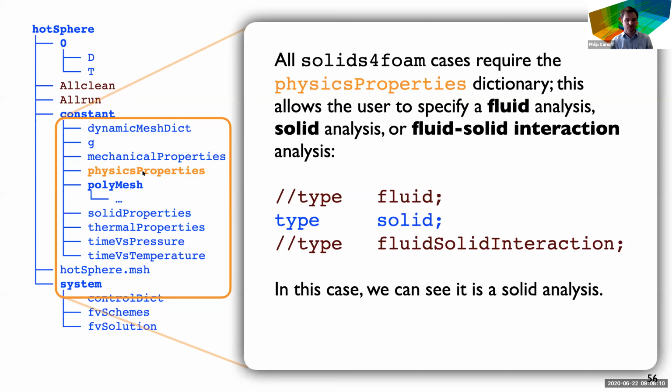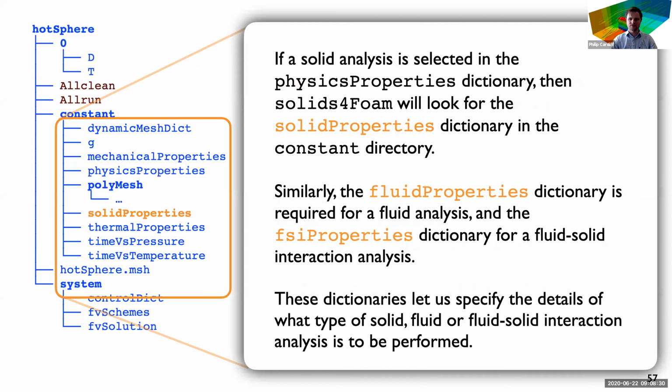This is the first thing it looks for after the control loop. It's just a short dictionary, and you set type solid or type fluid or type fluid solid interaction. This is how the solids4Foam solver knows what type of simulation it is: solid, fluid or fluid solid interaction. And so that always needs to exist. If you specify a solid, then it will look for a file called solidProperties. If you specify in physicsProperties a fluid, then it will look for a fluidProperties dictionary. If you specify FSI, then it will look for an FSIProperties dictionary.